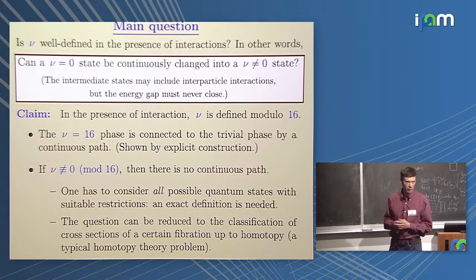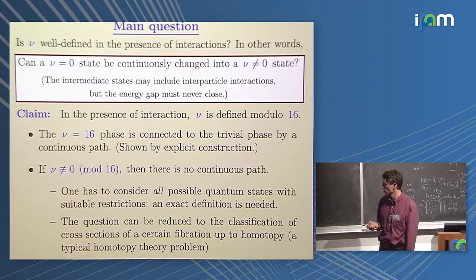So let me just describe how the problem is solved. Maybe somebody can recognize whether it is related or not. First, when we consider nu equals 0 and nu equals 16, there is an explicit construction. I'll just show the connecting path. If nu is not 16, then the problem is more difficult because we need to consider all possible quantum states and prove that no connecting path exists. And later on, I'll give some idea how to describe this set of states.